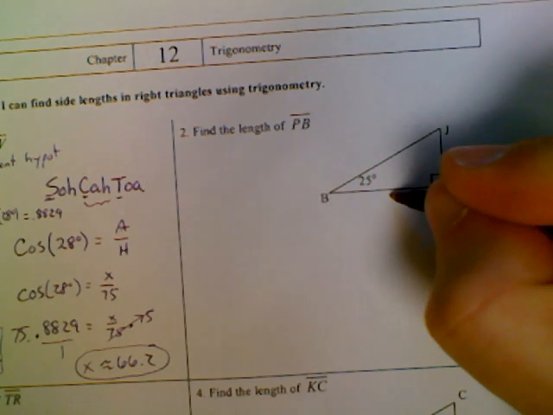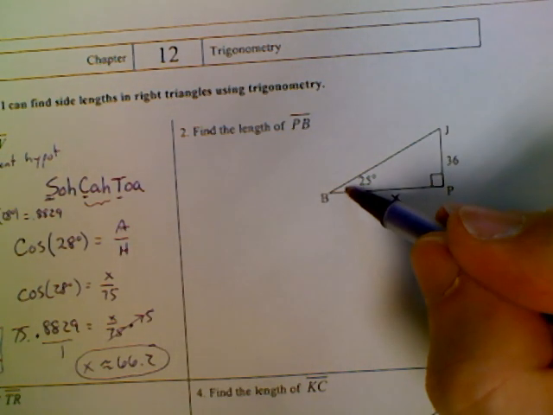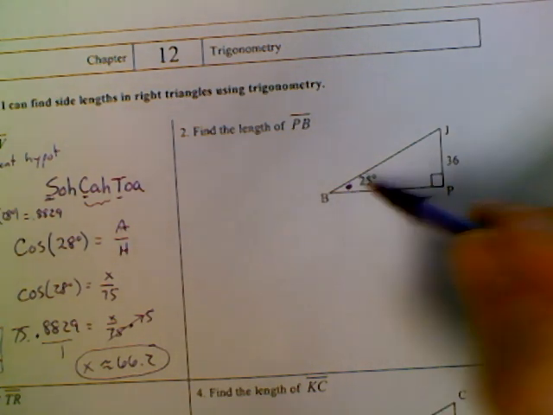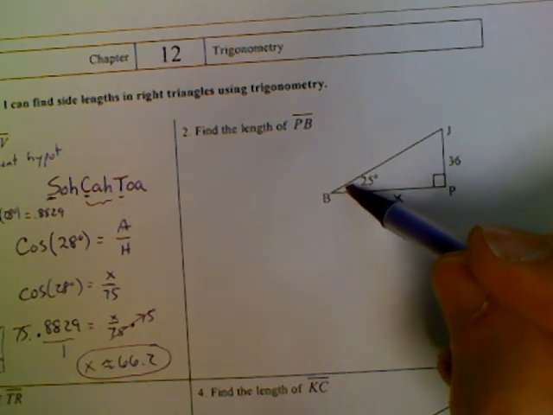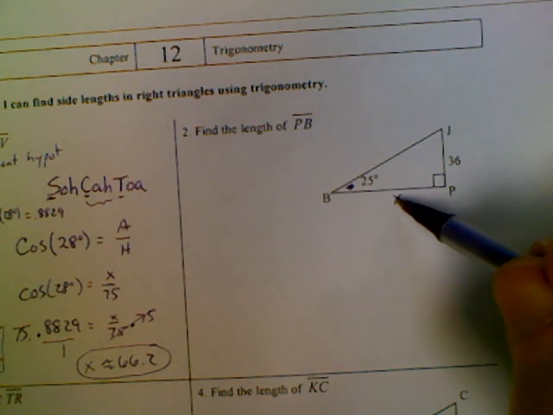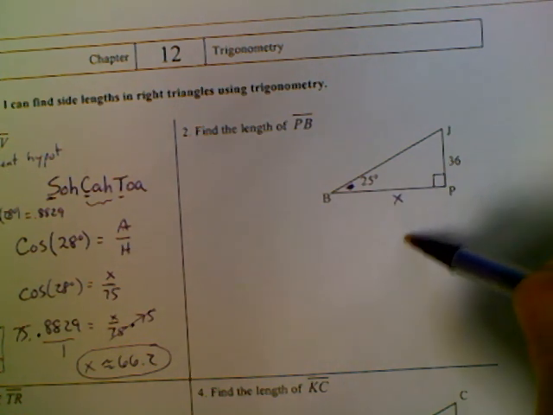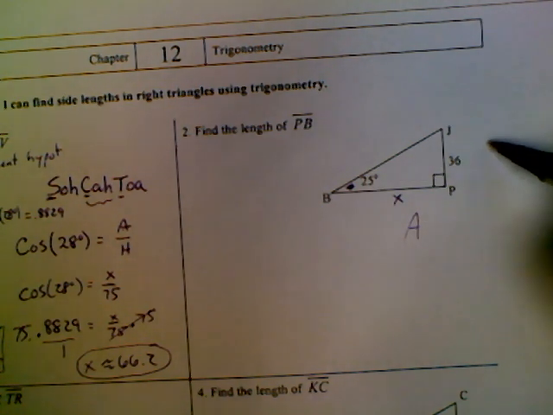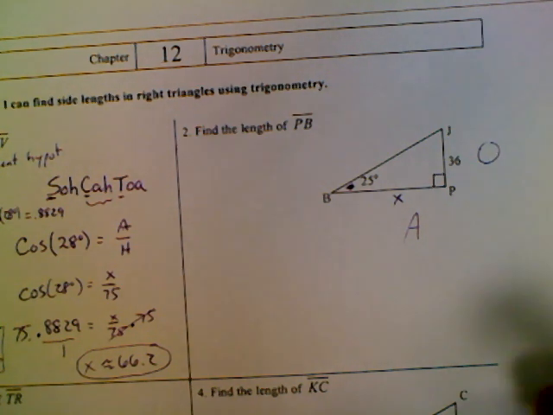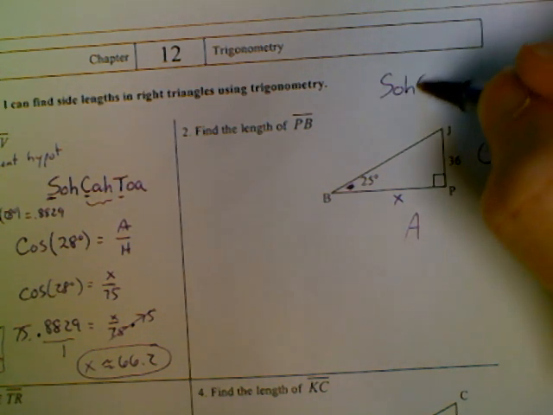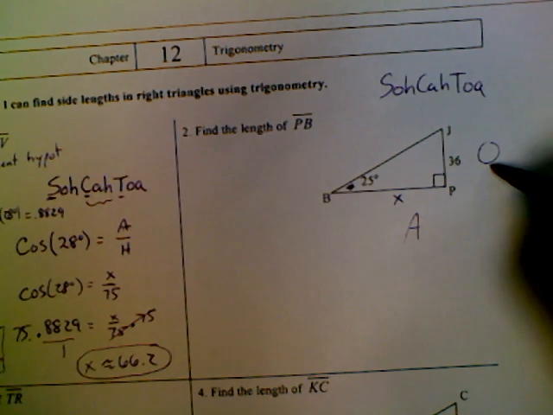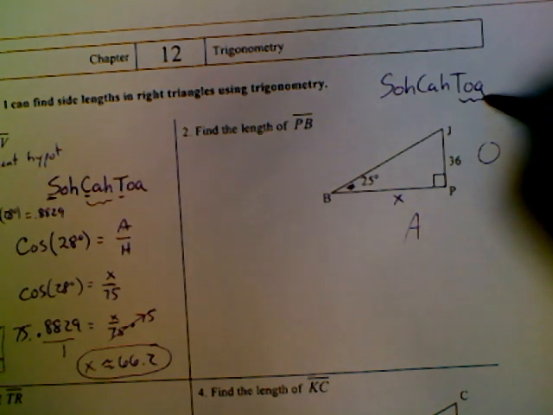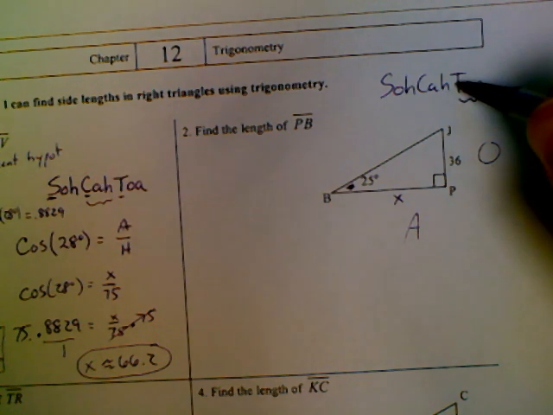Okay, find the length of PB. Let's put a variable there. That 25-degree angle needs to attract your attention. It needs to. Okay, and so from this corner's point of view, the variable we're looking for is the adjacent side. This 36 is the opposite side. You think back to SOHCAHTOA, and you're looking for something that connects adjacent to opposite. Well, there it is right there. Adjacent and opposite are connected by tangent.